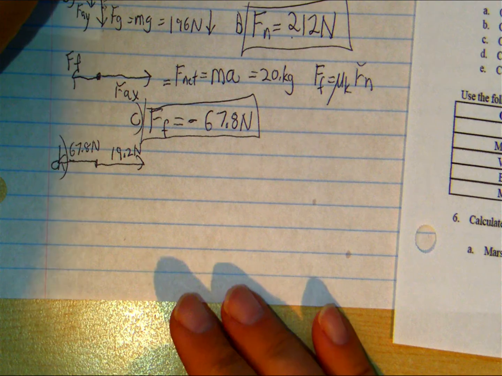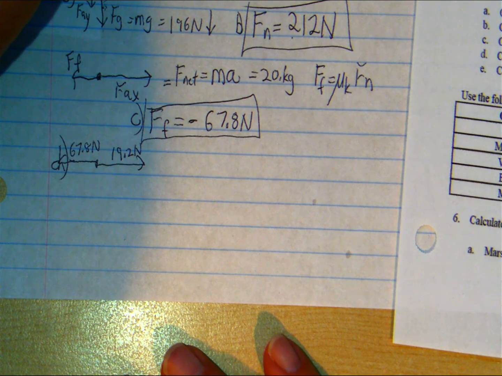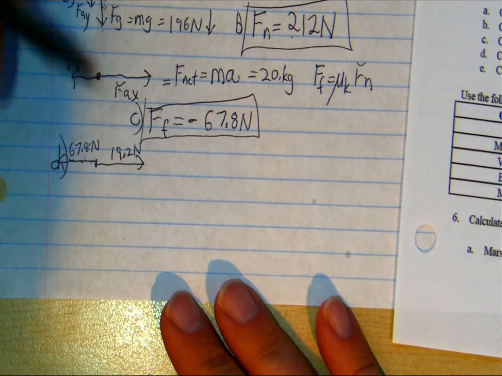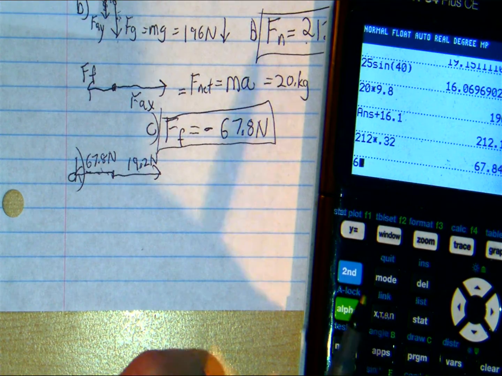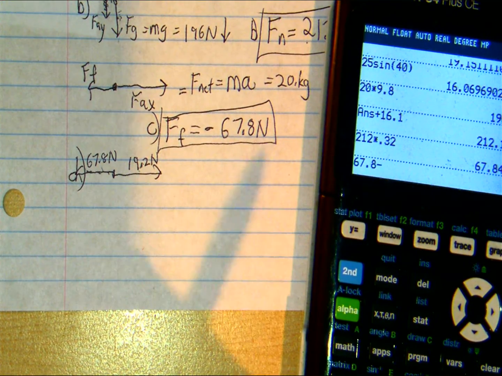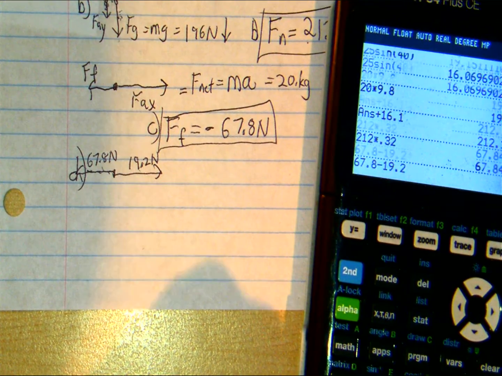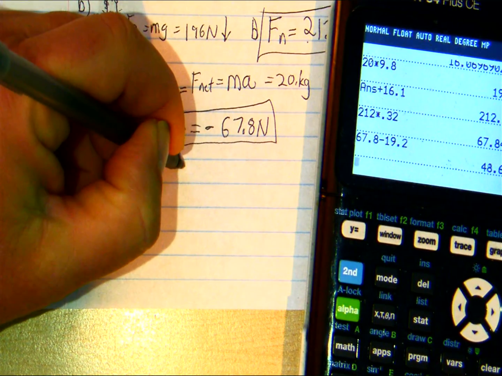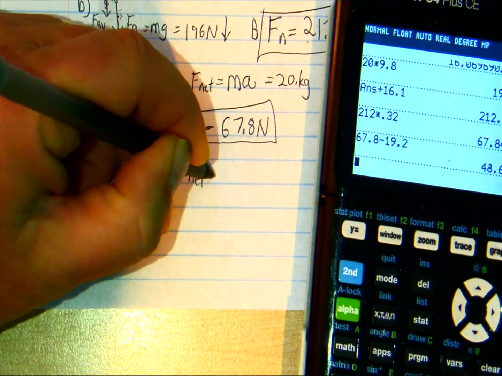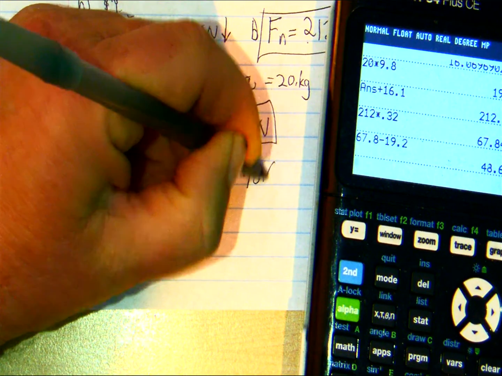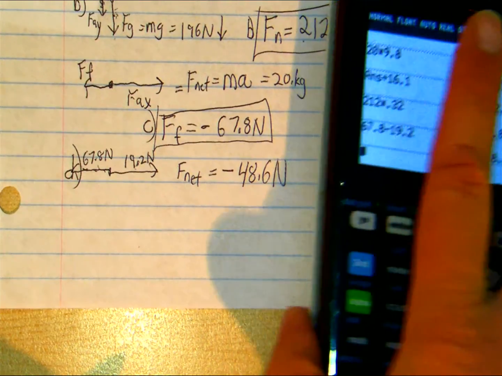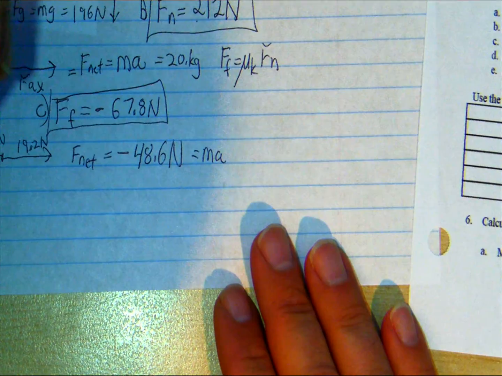So this thing is going to be slowing down. And to calculate the horizontal acceleration, we first need to calculate the net force, which is going to be the difference between friction of 67.8 newtons and the applied force in the horizontal direction of 19.2 newtons. The net force is trying to stop it: 48.6 newtons, and that's equal to the mass of the shopping cart times its acceleration.